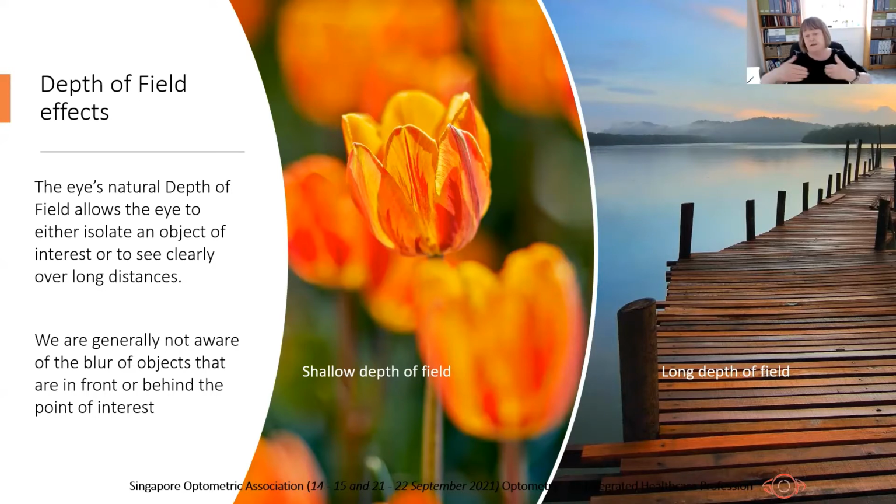If we extend the depth of focus at the retina, we extend the depth of field that we're viewing over. So like this boardwalk, we see multiple objects equally in focus at the same time. And this is the type of trick we're trying to play on the eye to get them to see over longer distances for presbyopia.